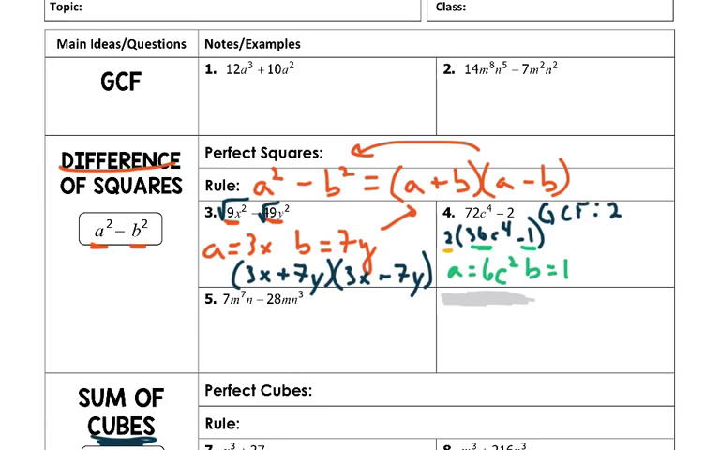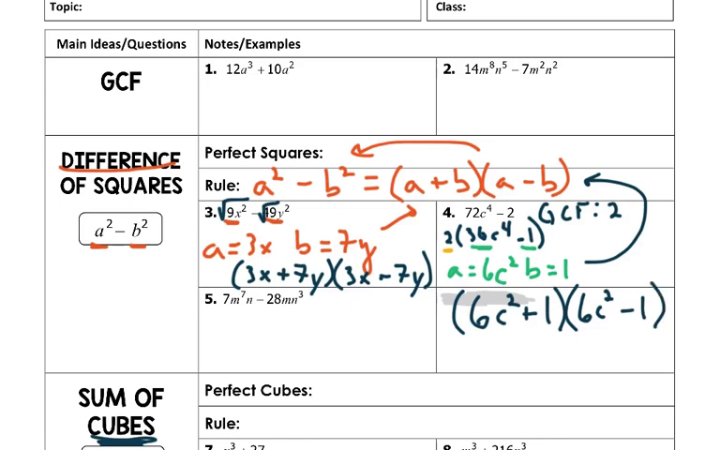So now we need to put it into our formula. A plus B times A minus B. So A is 6c squared. So let's go ahead and set this up. 6c squared plus B is 1. And then 6c squared minus 1.